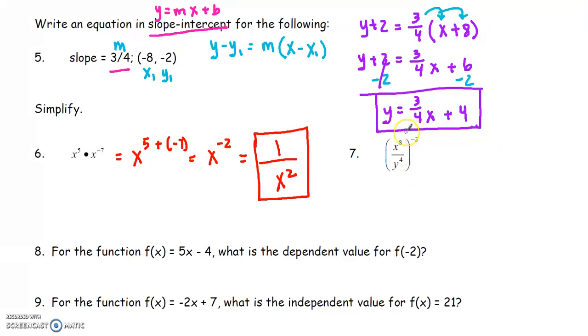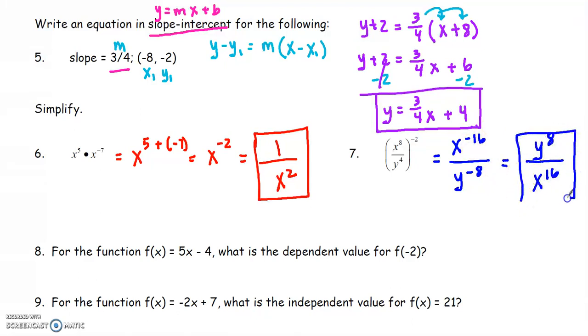I need to distribute the -2 here. So remember, I have an exponent, and when I try to distribute, there's already an exponent there, so I have to multiply the 2 exponents. So I'm going to have x to the -16. Same thing down here, -2 times 4 is going to give me a -8. So x to the -16 over y to the -8. They both have negative exponents, so I'm writing the reciprocal of both, which means I'm just flipping it over. And there's my answer for number 7.